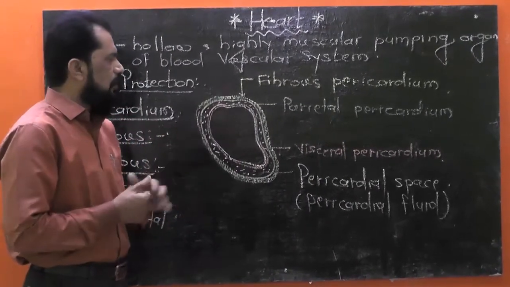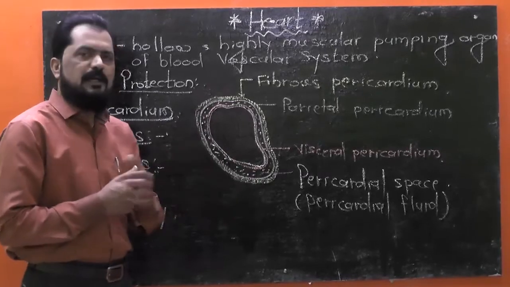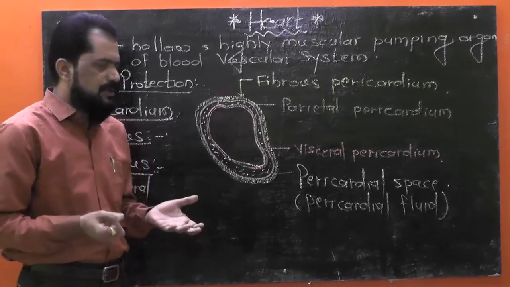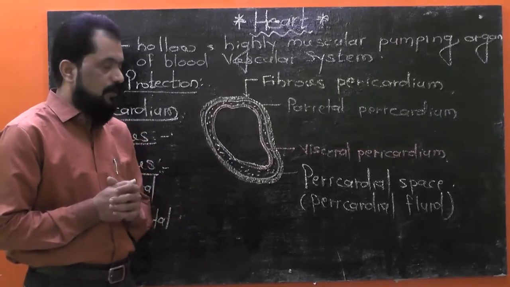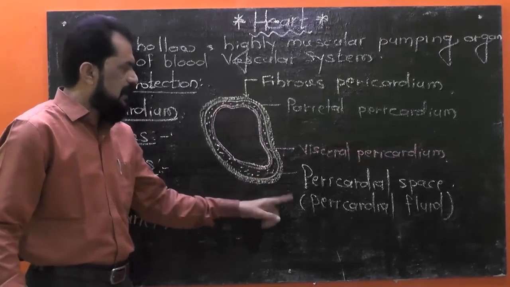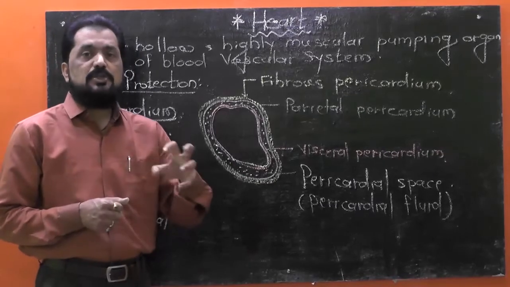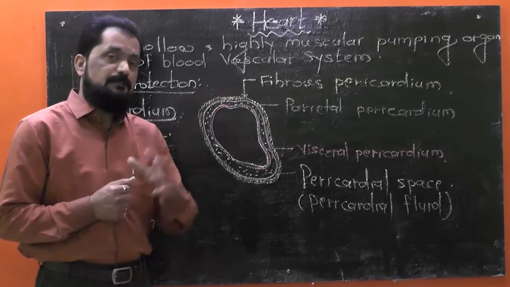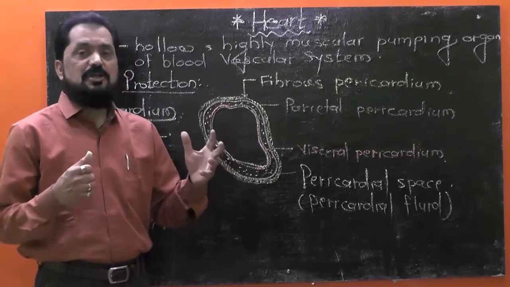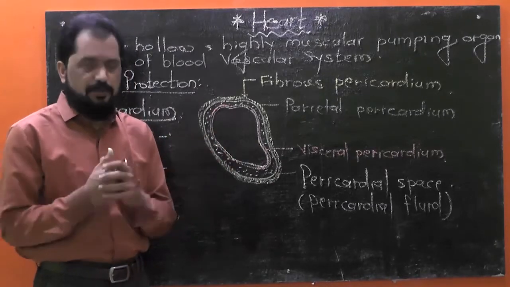Now what is the role of this pericardium and pericardial fluid? Of course, the pericardium is protective in nature. Now here this pericardial fluid acts as a shock absorber. Shock absorber means it protects the heart from jerks, from mechanical shocks.